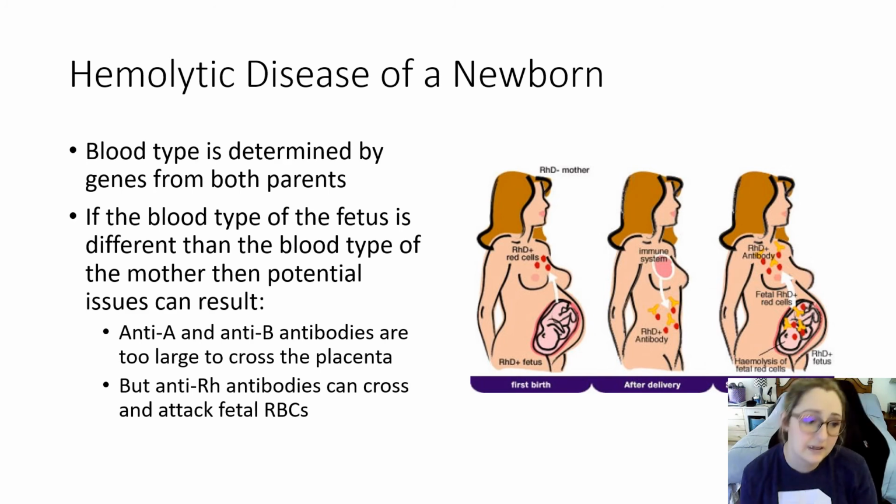Now, it doesn't really matter too much for whether or not the blood type of the mother is A and the baby is B. The anti-A and anti-B antibodies are too large to cross the placenta, so that connection between mother and fetus. But what can cross are the anti-Rh antibodies. So if you're positive or negative, you have antibodies kind of going against that. So those can cross and will attack the fetus's red blood cells. So that is where that becomes a problem.